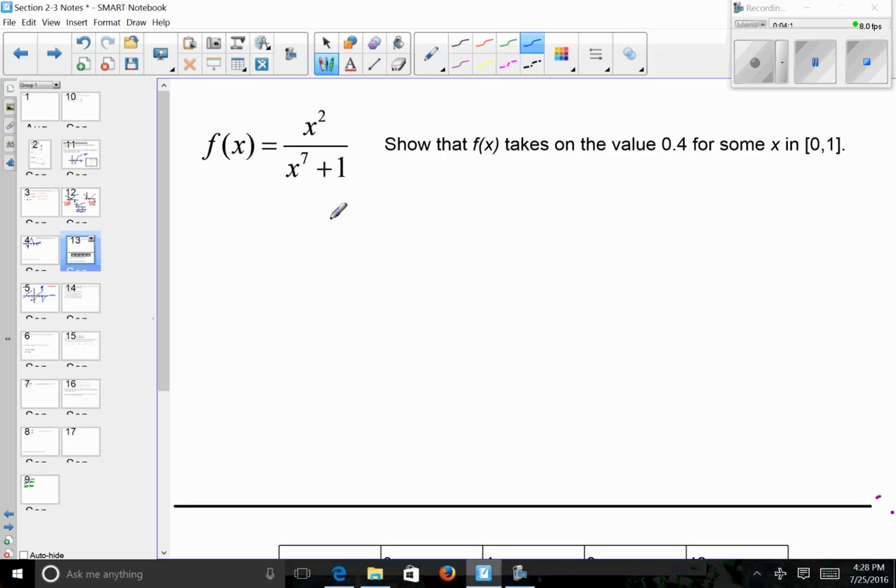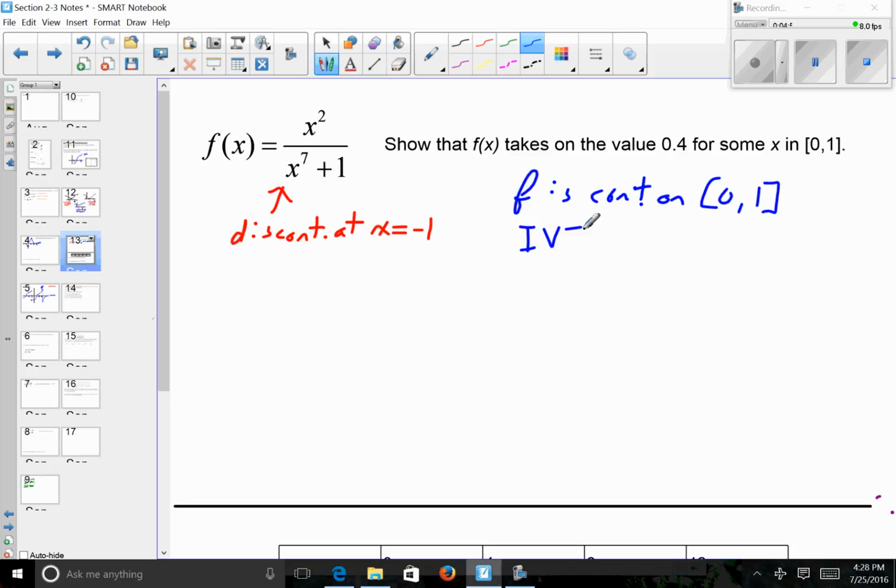So algebraically, here I have a function x squared over x to the 7th plus 1. And I want to show that this function has to have a value of 0.4 for some x between 0 and 1. Well, if I look at this function, there is a discontinuity where x equals -1, because at that value I'd have 0 in the denominator and I'll actually have a vertical asymptote. However, that doesn't affect the interval we're looking at, so f is continuous, and this is f, on that closed interval from 0 to 1, so the IVT does apply.